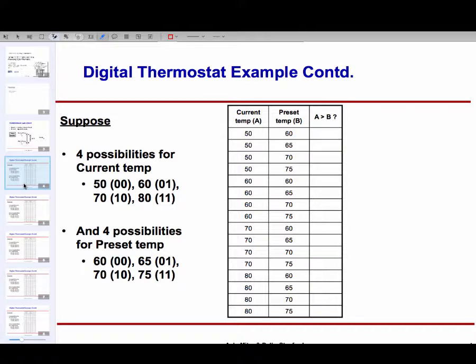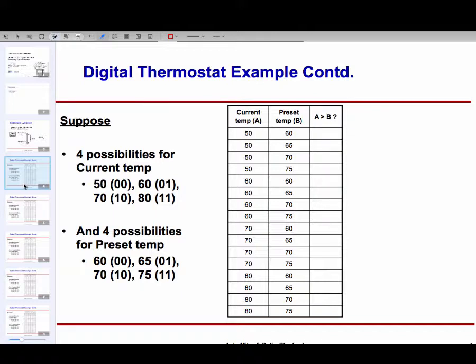Firstly, you will see that I'm choosing to represent, let's look at the temperature 60. 60, when it comes to current temperature, is represented as 01. And 60, when it comes to preset temperature, is represented as 00. And that's perfectly fine, because current temperature is a different piece of information than the preset temperature. These are two entirely different things. And so the fact that I have 4 values here and 4 values here is entirely coincidental.